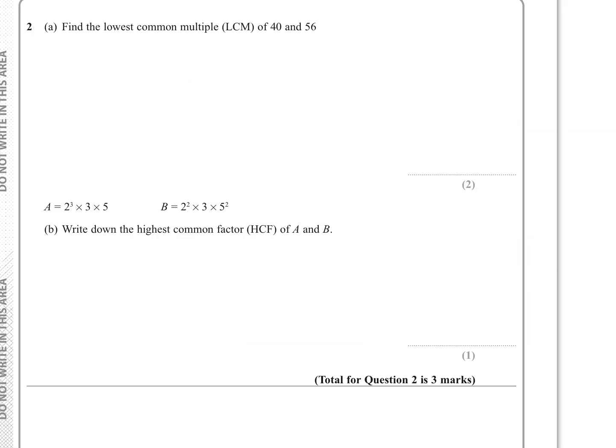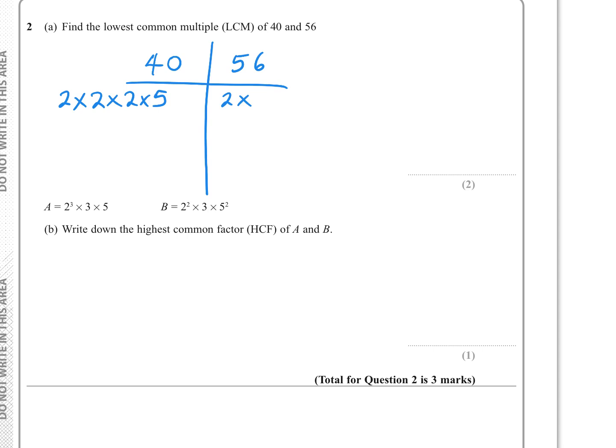Question 2. We have to find the lowest common multiple of 40 and 56. Well, the way I do this, I just write 2 columns here. I do the prime factor decomposition of 40, so all prime numbers here under multiplication. So that's 2 times 20, which is 2 times 10, which is 2 times 5. 56 is 2 times 28, and 28 is 2 times 14, and 14 is 2 times 7.